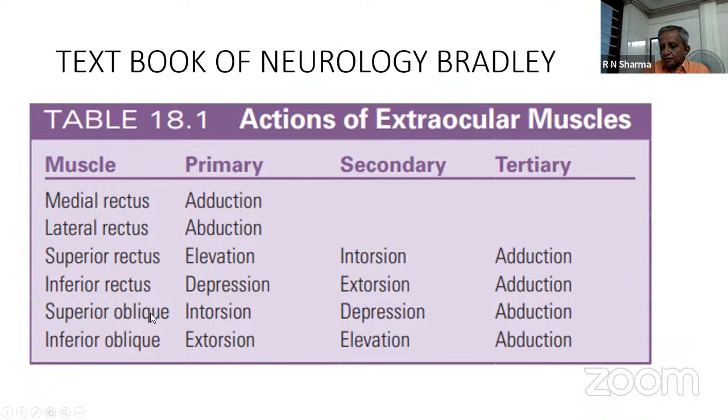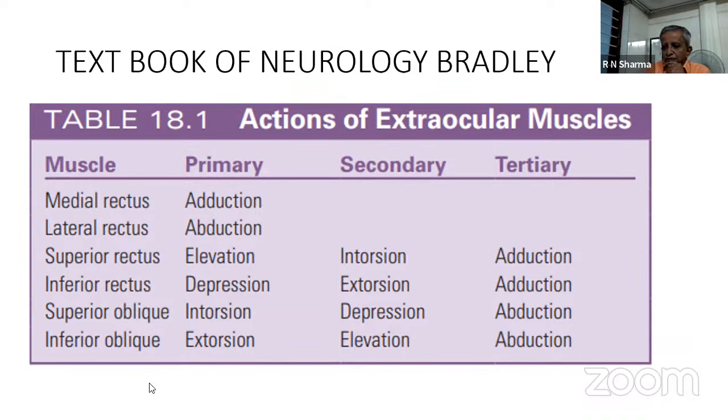Superior oblique, even though it's a depressor, its primary action is intorsion. Secondary action is depression, and tertiary action is abduction. That is because of the muscle attachment. The mechanical efficiency will work in such a way that primary action will become intorsion for superior oblique, secondary will be depression, tertiary will be abduction.